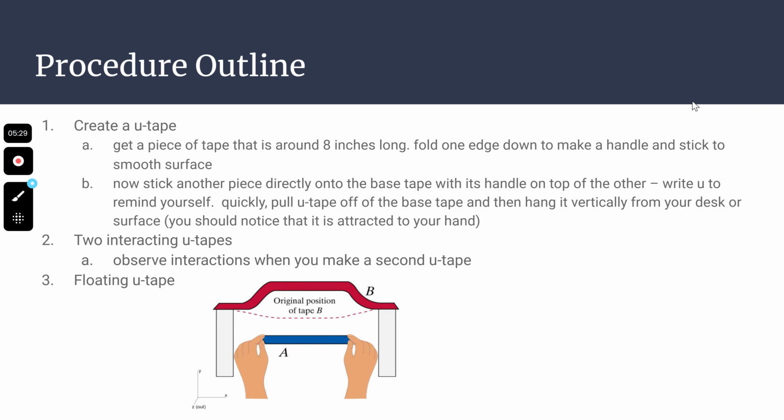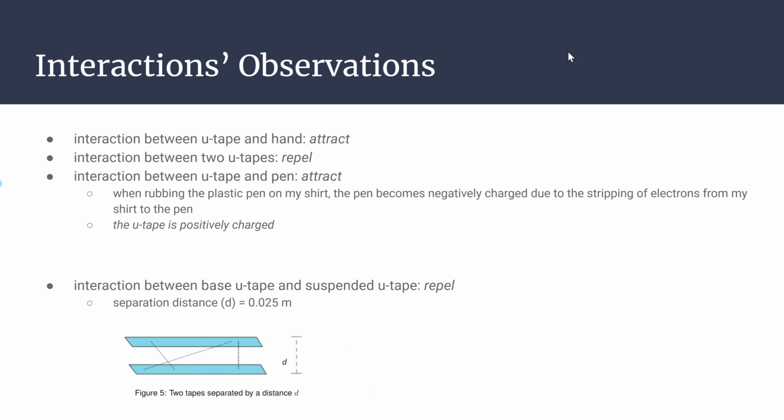Procedure outline: we're going to create a U-tape. Basically, you take a tape about 8 inches long, fold one edge down, and stick it to a smooth surface. You'll stick another piece of tape, making it the same way, with a handle, etc. Write U on it to remind yourself, optionally. You're going to quickly pull that tape off and hang it from your desk. You're going to notice it's charged because it's attracted to your hand. Two interacting U-tapes do the same exact thing. Observe what happens between them. To make a floating U-tape, just observe this diagram and do exactly what it's doing.